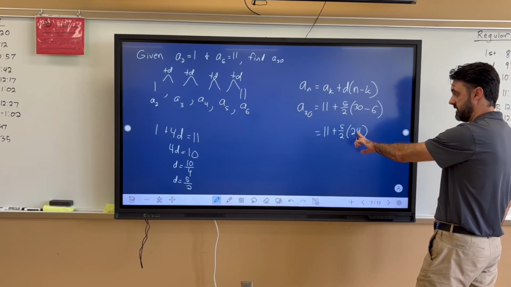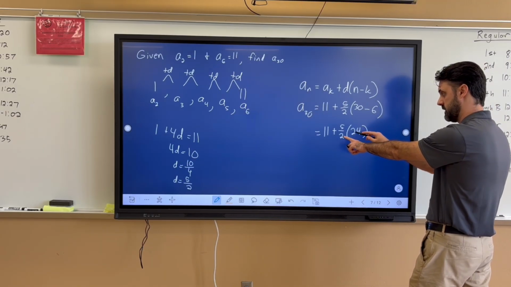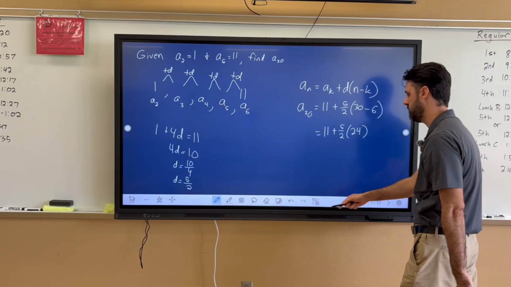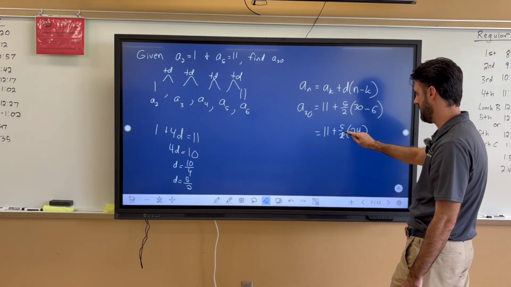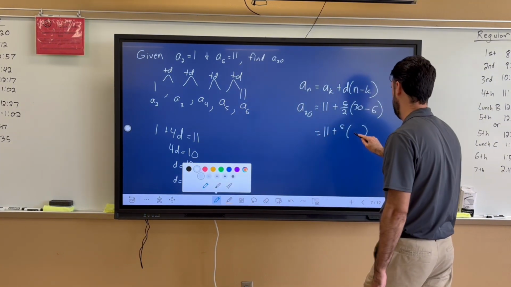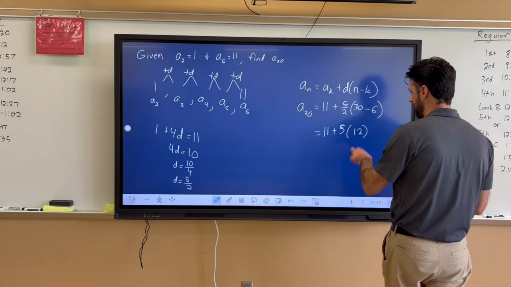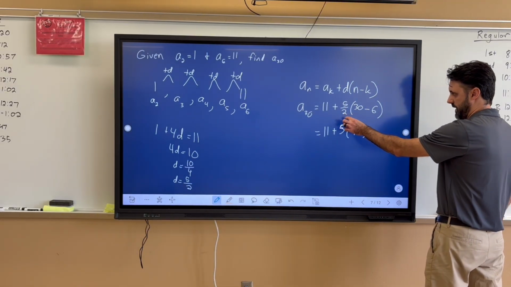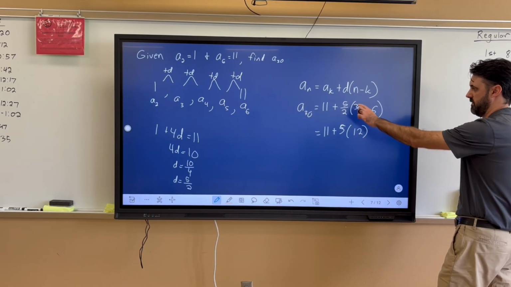Now, multiplying this fraction with a whole number, I like to see if anything simplifies first, because we have a divided by 2, and this is also divisible by 2. So what we could do is go ahead and just divide that 24 by 2. It's going to turn this into a 5 if we do that, and this into a 12. All right, so that makes the numbers a little bit more manageable. Again, because I was dividing by 2, it doesn't matter if I divide the 5 by 2 or the 24. I just divided the 24 by 2 instead of the 5.